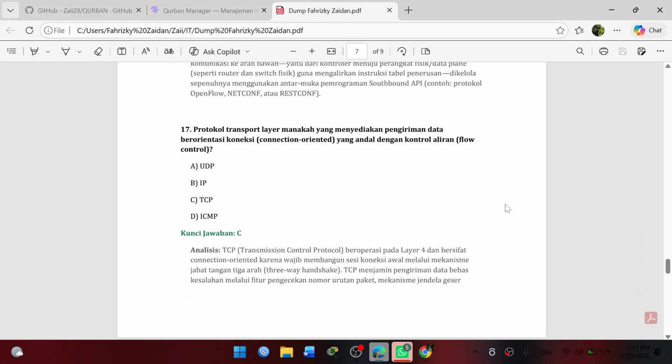17. Which transport layer protocol provides reliable, connection-oriented data delivery with flow control? Looking at question 17, the correct answer is C, TCP, or Transmission Control Protocol. It operates at layer 4 and is strictly connection-oriented because it requires a three-way handshake to establish a session. It guarantees reliable delivery using packet sequence numbers, acknowledgements, and flow control via a sliding window mechanism.